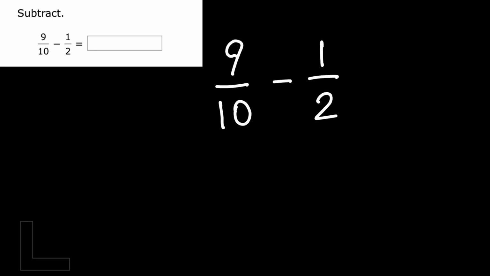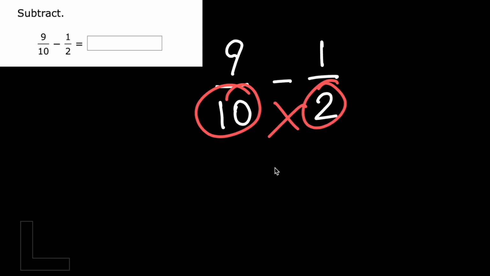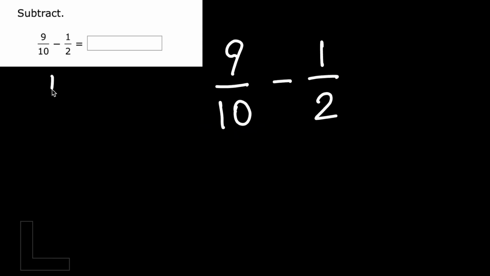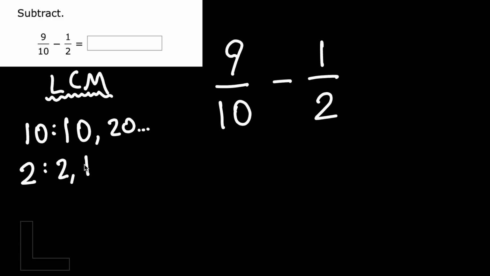In this next question, we again have two different denominators, meaning we can't add or subtract without finding equivalent fractions first. So step 1 is we list all the multiples of each of the denominators, and we find the smallest number that they have in common. In this case, that's 10.